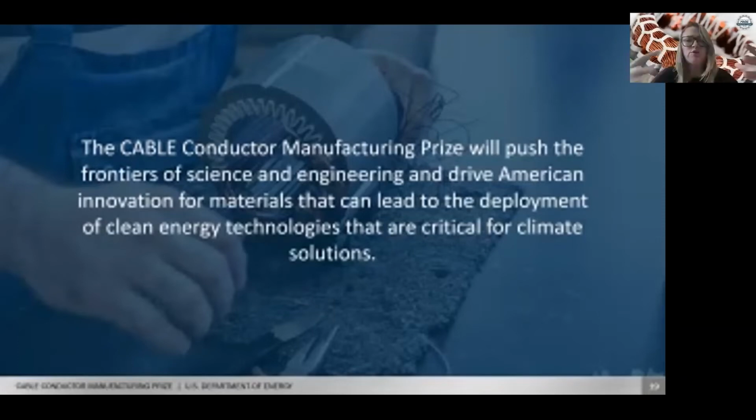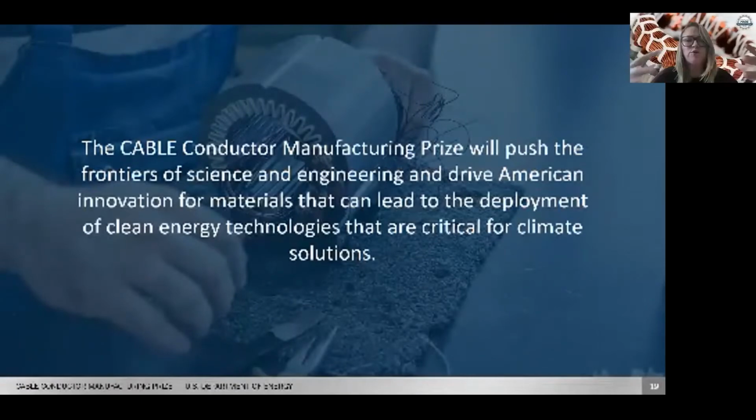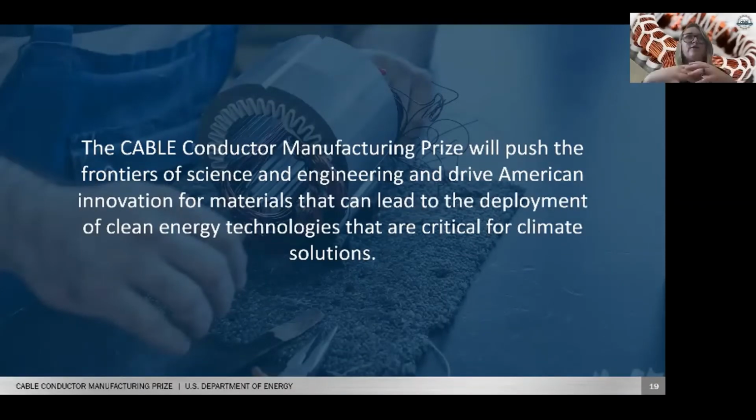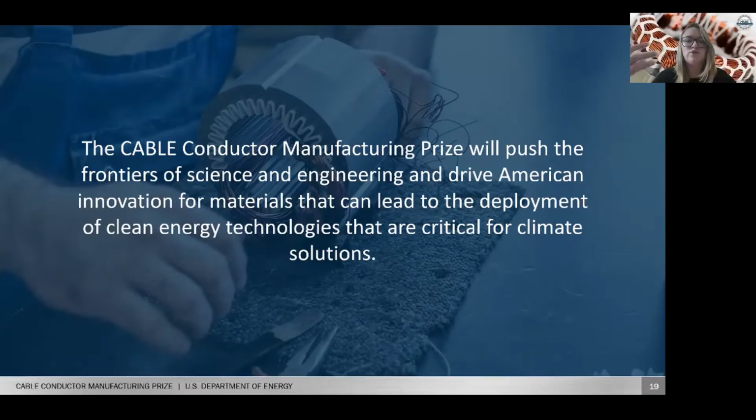To help ground our discussion today, I want to take a moment to highlight the overall goal of this prize. The CABLE Manufacturing Prize really seeks to push the frontiers of science and engineering and drive American innovation for materials that can lead to the development of clean energy technologies that are critical to the climate solutions. Really, CABLE is just at its core so important for the big challenges that we all are facing and need to address.